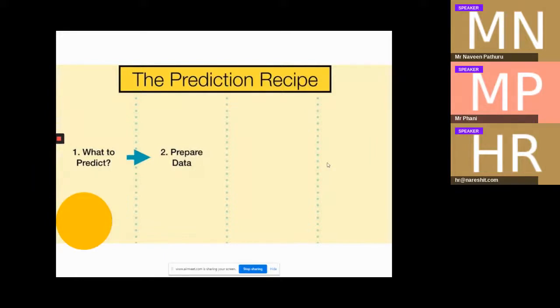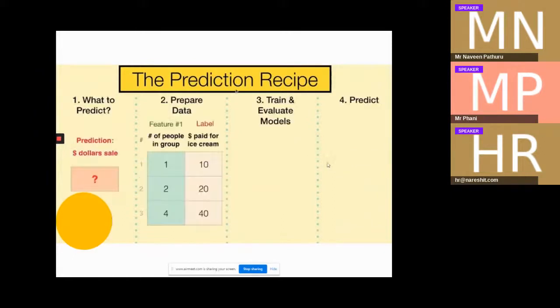Pardon me, sorry about that, guys. We try to get the data. That is called the data preparation stage or data collection. Then you prepare the data, then we give it to an algorithm, guys. Then it gives us a model, and then we make a prediction. These are the steps of making a prediction.